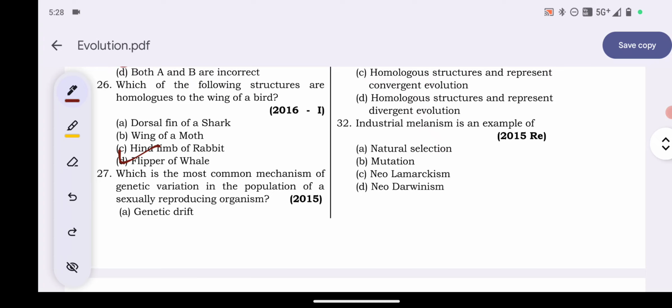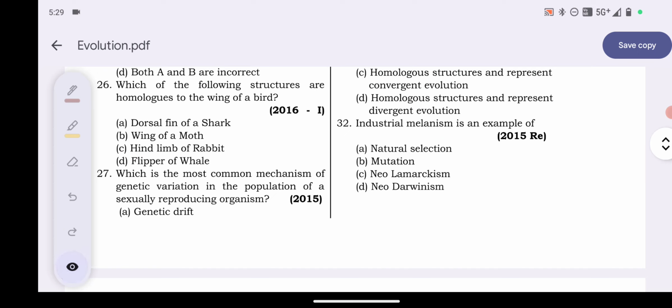Explanation: organs that are homologous in structure and origin but have diverse functions are referred to as homologous organs. The whale's flipper is similar to a bird's wing. Organs with comparable functions but different structure and origin are referred to as analogous organs. So D option is the correct answer.